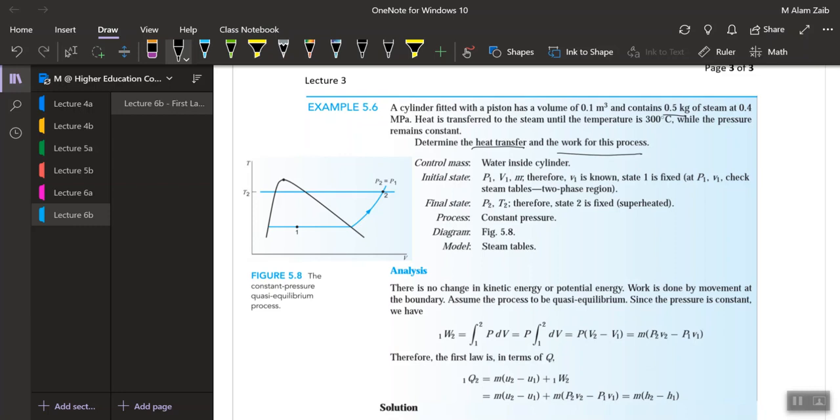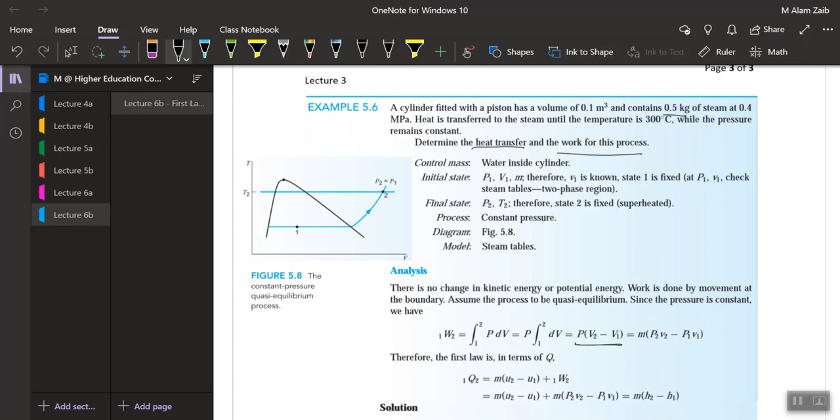So the work done would be the work done of the constant pressure process going from state 1 to state 2. The work done equation would be equal to P times (V2 minus V1). And if we are talking about the mass and the total volume, obviously there is a mass involved as well. So just check it. You can easily understand that one.